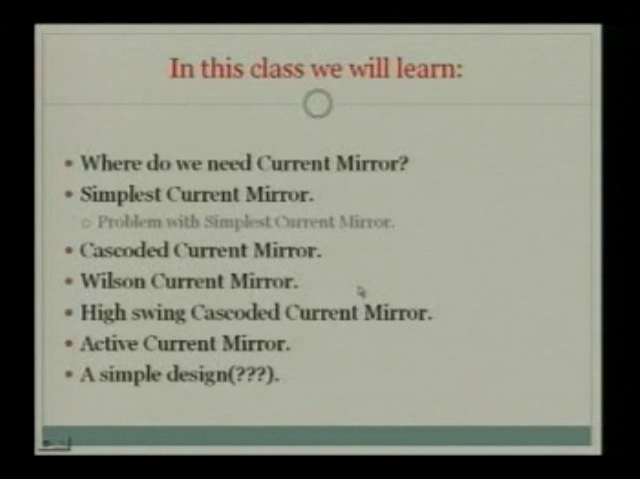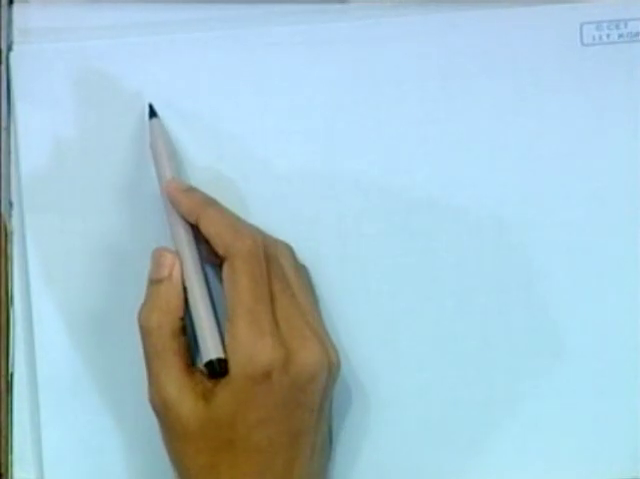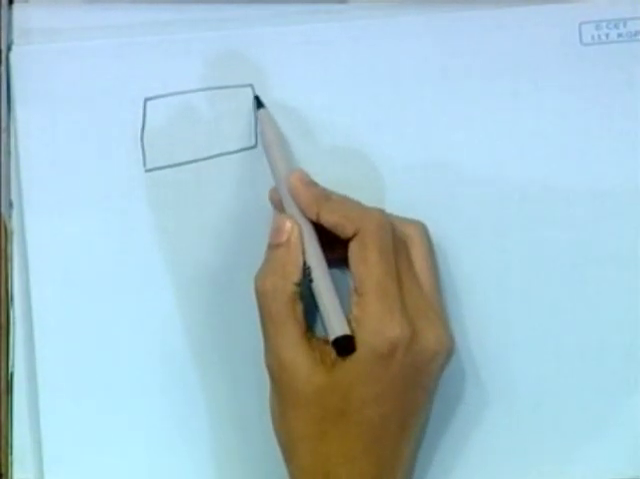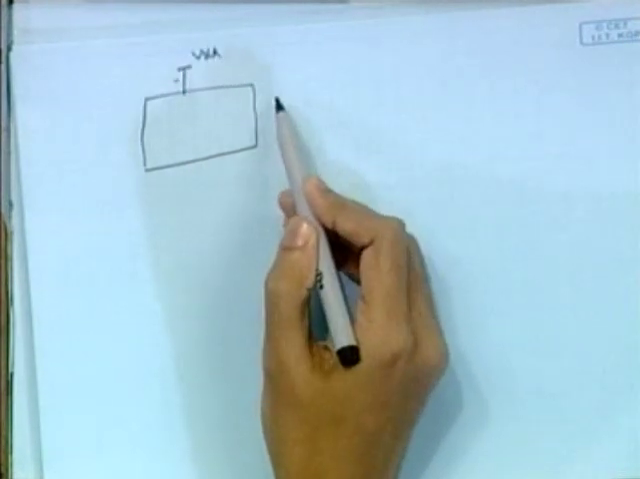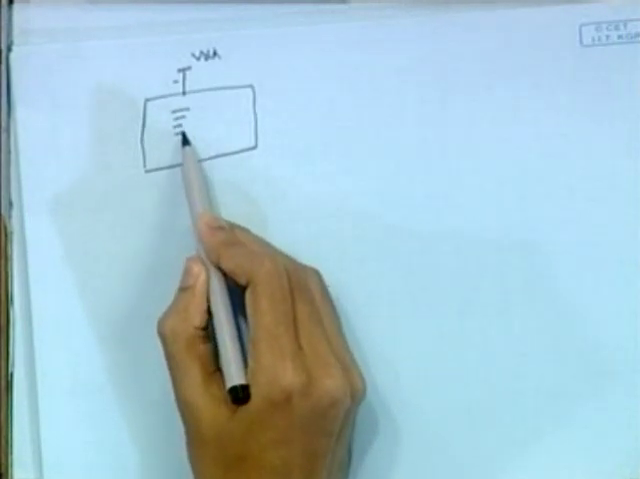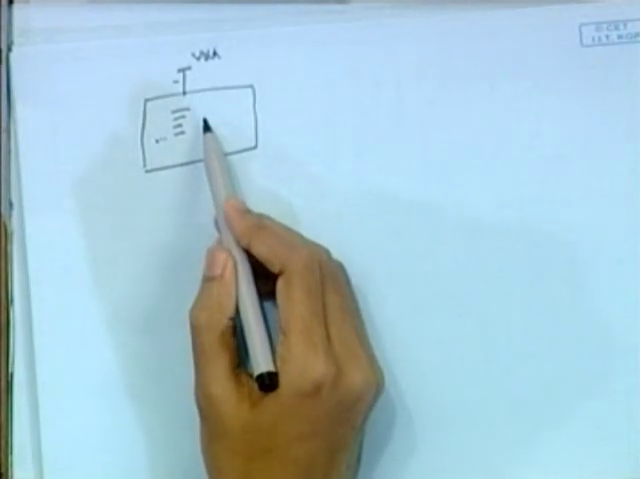So the first is the simplest current mirror. Okay, I will draw it here first. As you may be aware, we basically supply a single voltage to our whole chip. It may be 1.8 volt, 2.5, 3.3, whatever it may be. This is the supply voltage feeding to our IC. But in the whole IC, we may need some intermediate voltage levels, 0.1, 0.2, 0.3, and also some currents.